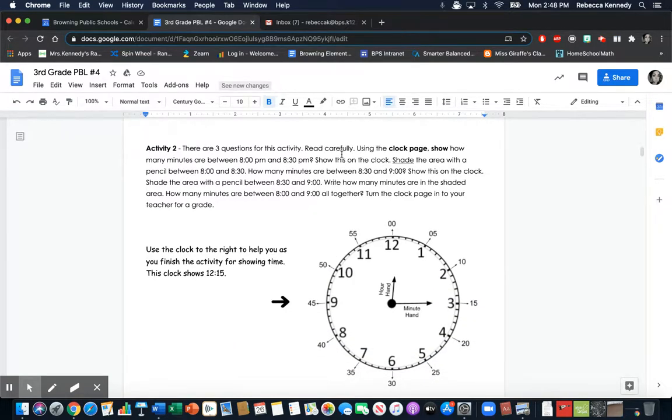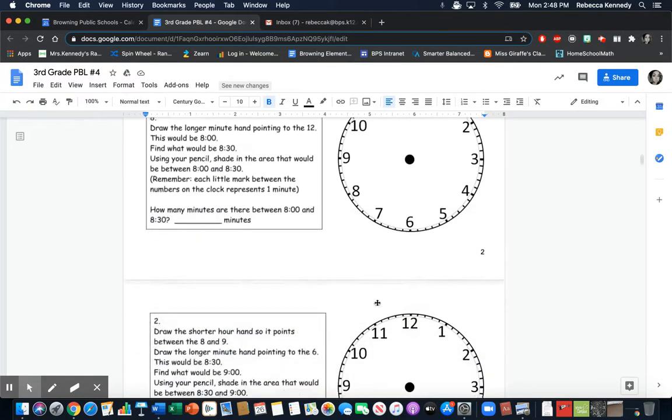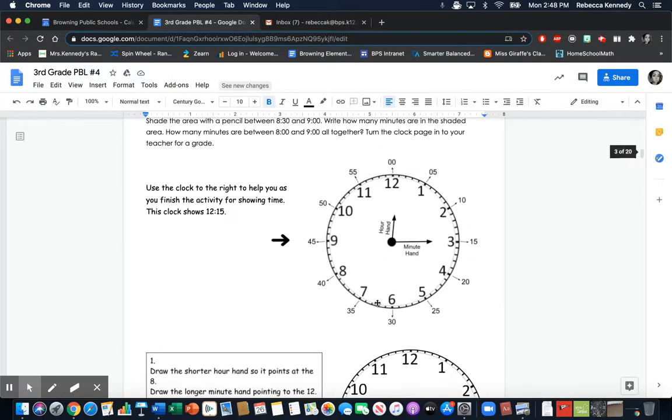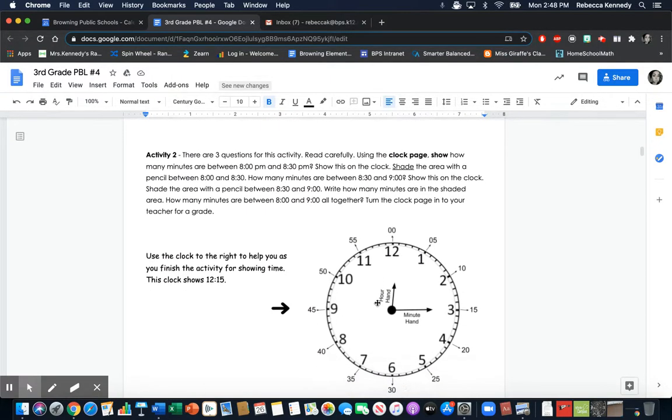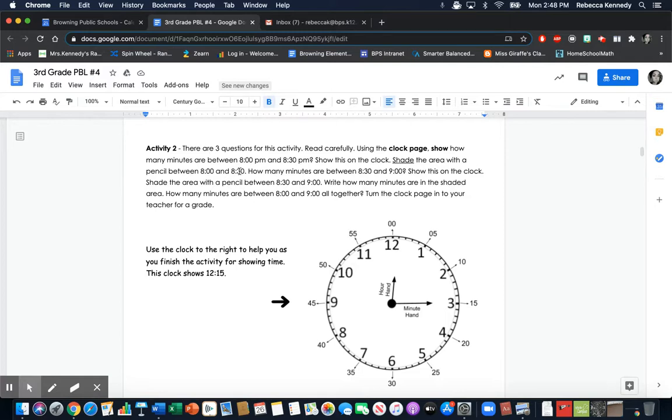For activity 2, there are 3 questions for this activity. Please read it carefully. Using the clock page, this page right here, and then you have a couple more clocks on here, okay? Using the clock page, show how many minutes are between 8 and 8:30 p.m. Show this on the clock. Shade the area with a pencil between 8 and 8:30.